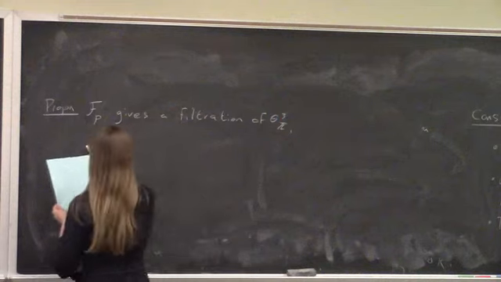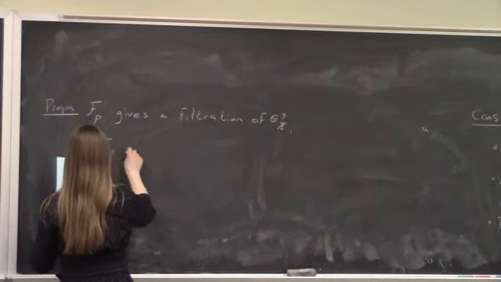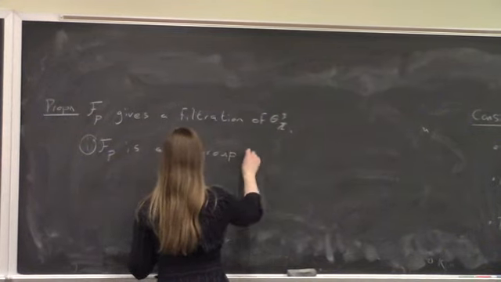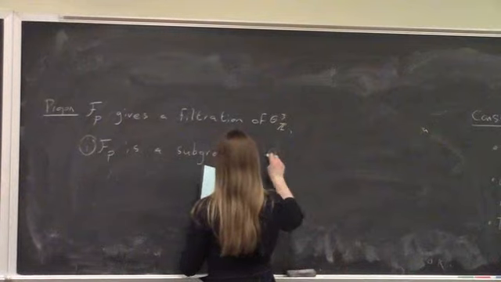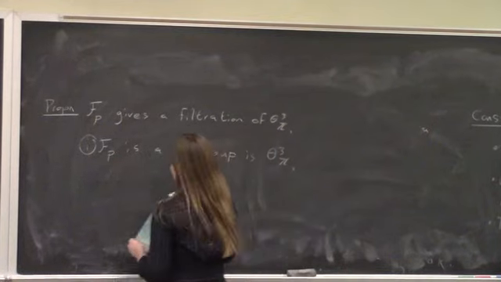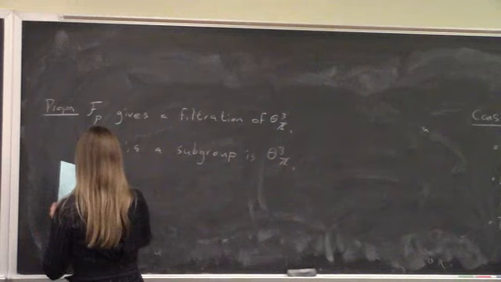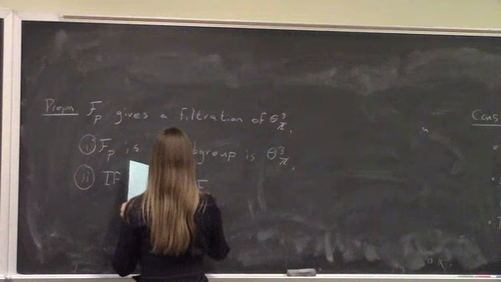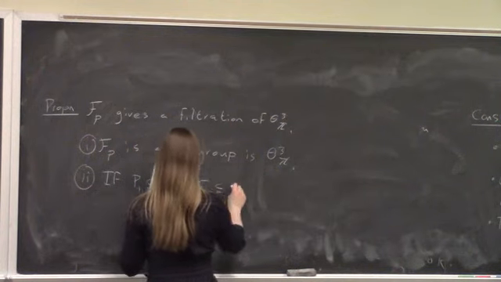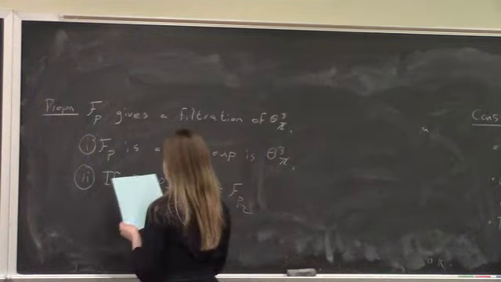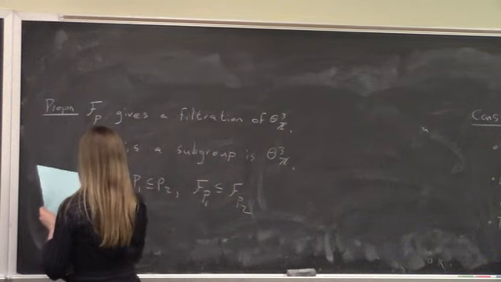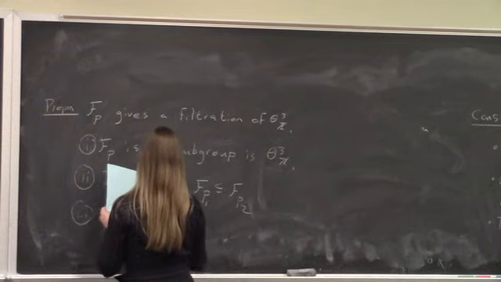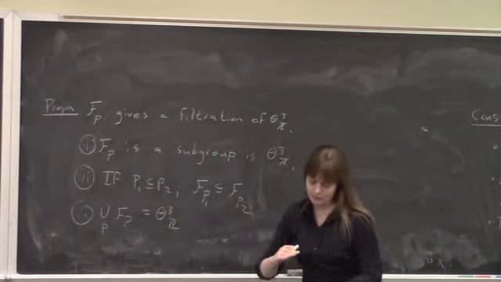What I mean is that firstly, F_P is a subgroup of Theta_Z^3. This is actually not very hard. Anyone in this room who's had a first algebraic topology class would be able to do it quite quickly. Second, if P1 is a subset of P2, then F_P1 is contained in F_P2. And the last one, for the full set of naturals, is the group itself. Okay, so this sort of separates out Theta^3.